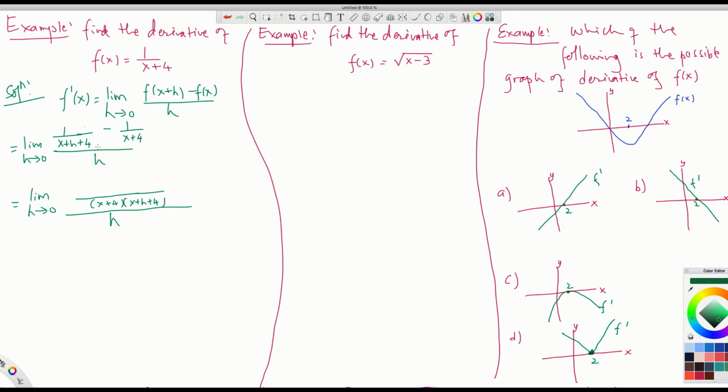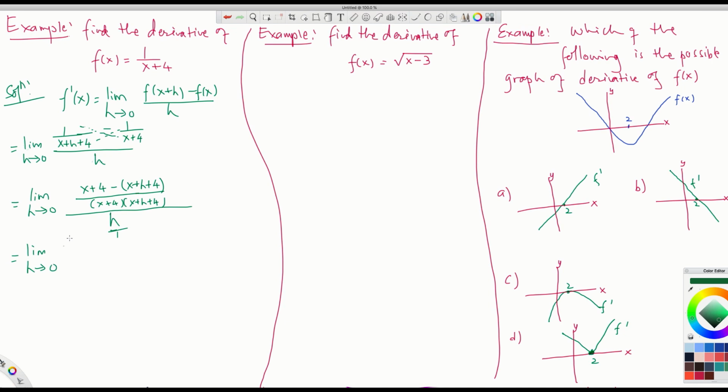Okay, and then I write the product of the denominators in the denominator of the fraction, and in the numerator you multiply this with that, and this with that. So you can write 1 times x plus 4 is x plus 4, minus 1 times x plus h plus 4. You write that way, right? So there is a fraction of fractions, with h in the denominator. What I'm going to do next is write only in terms of one single fraction.